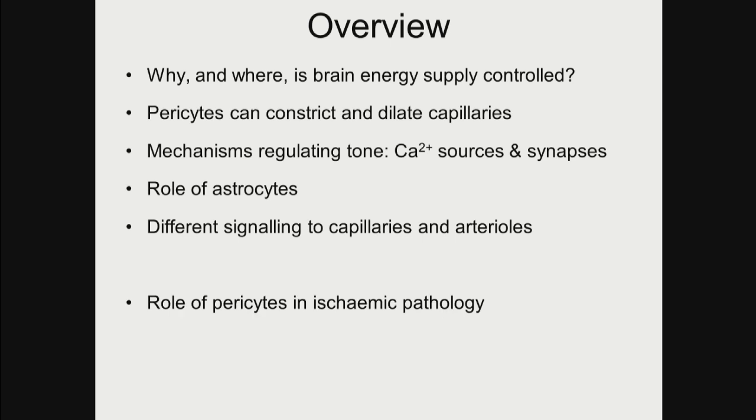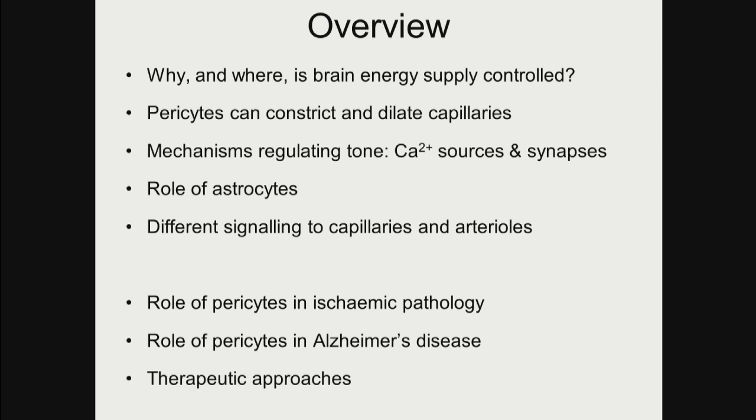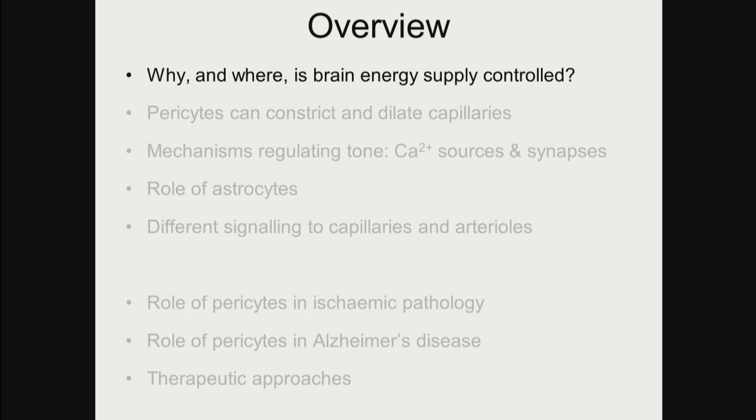And then I'll turn to the dark side, and first of all look at the role of pericytes in ischemic pathology and how they play a major role after stroke, and then look at Alzheimer's disease and finish off with some therapeutic approaches, in particular for AD. So let's start out by looking at why and where brain energy supply is controlled. I'll start out with why.